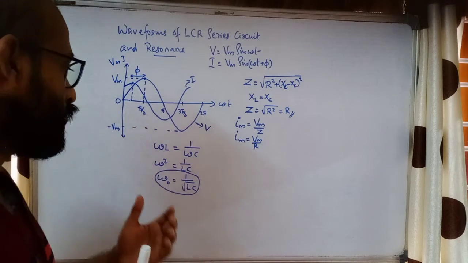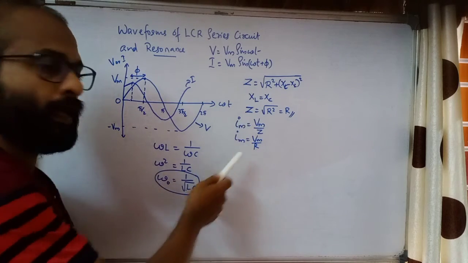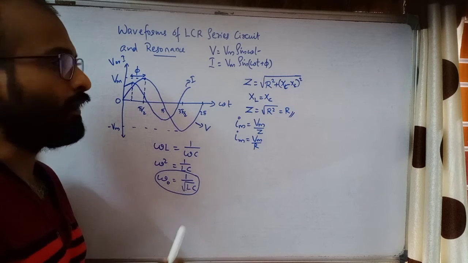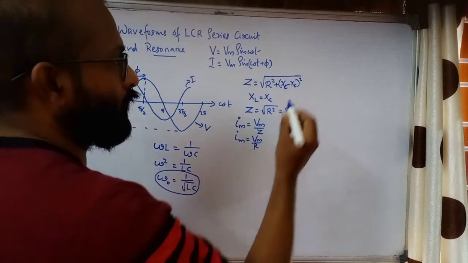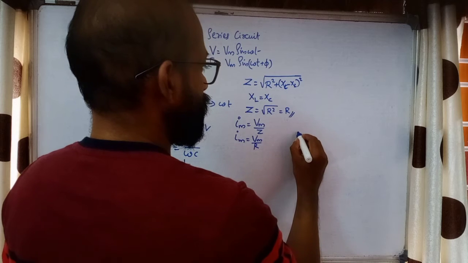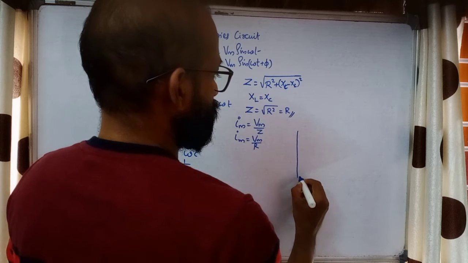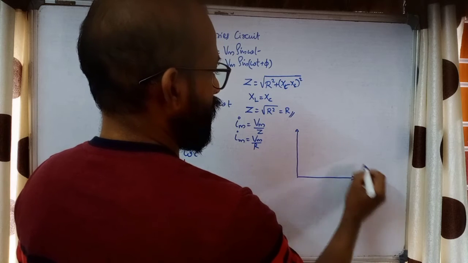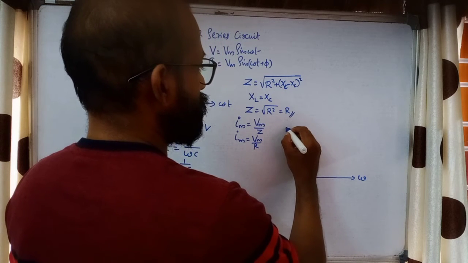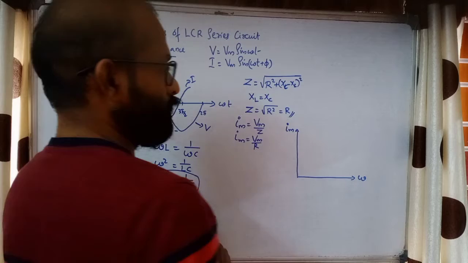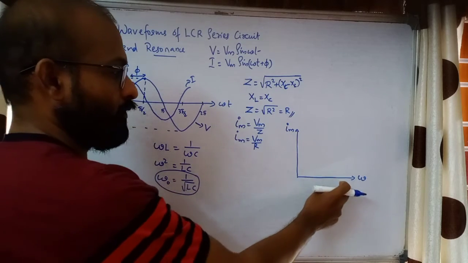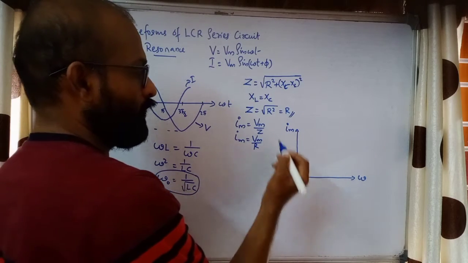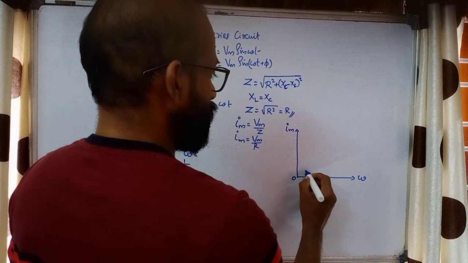At resonance, the current will be maximum. We can draw the graph for variation of current with the frequency. We have omega, the frequency, along the x-axis, and the current amplitude Im along the y-axis. So the graph will look like this.